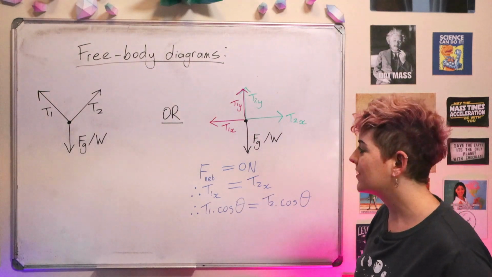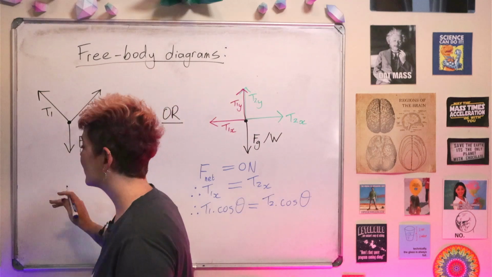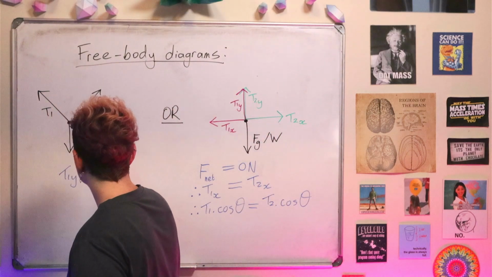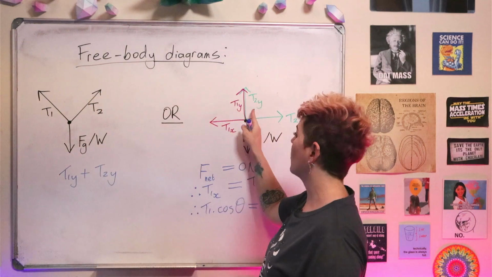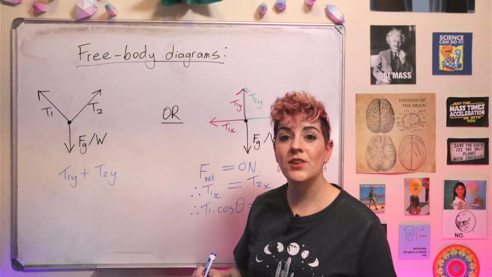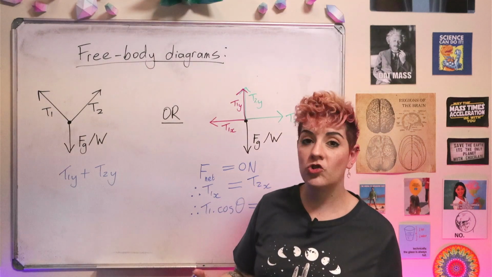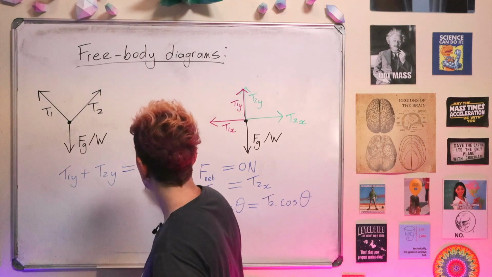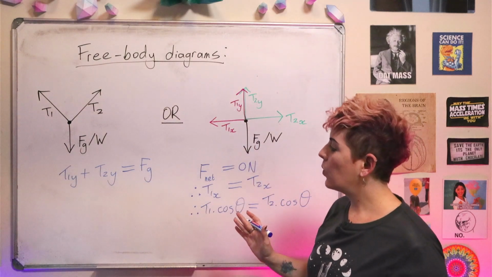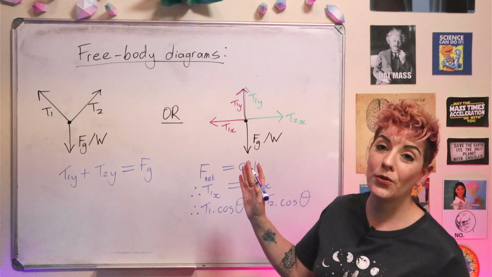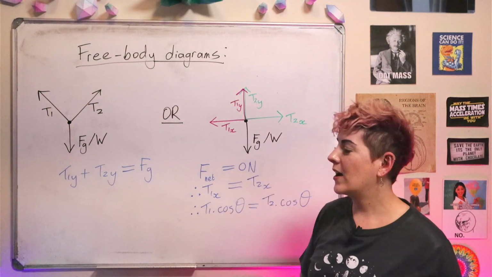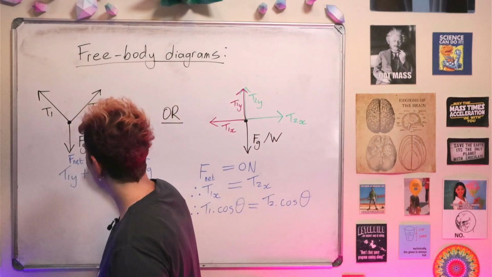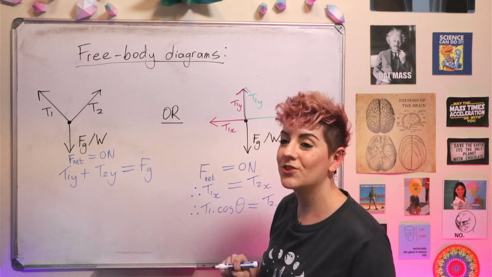So what would be true to say, and I'll write it on this side, is that the sum of the forces going up, so T1y plus T2y, both going up, would be equal to our force going down, which is Fg, or if you prefer, W for weight. And once again, as a starting statement, you really should say F net equals 0 newtons. Never too late to fill it in.